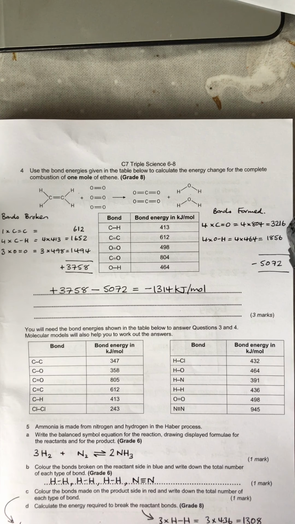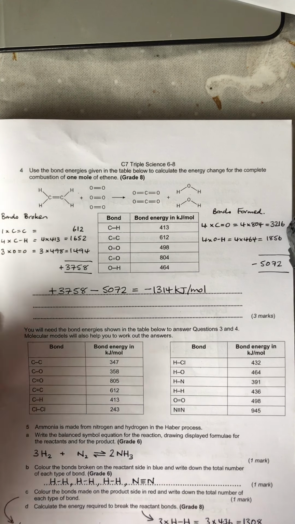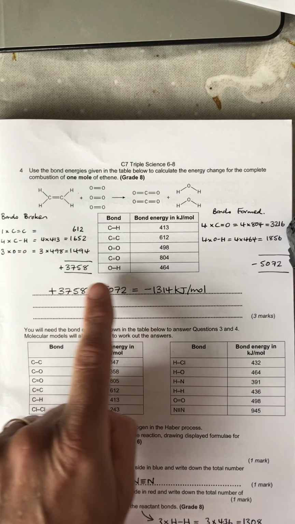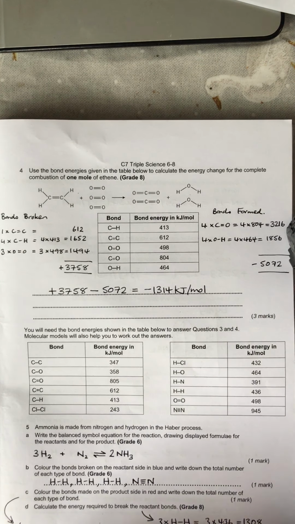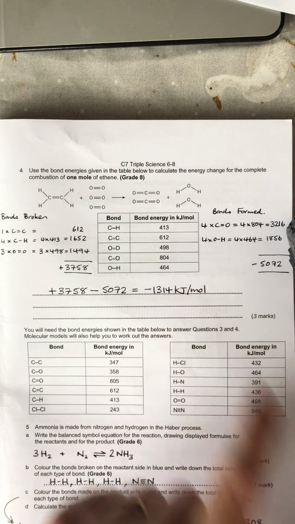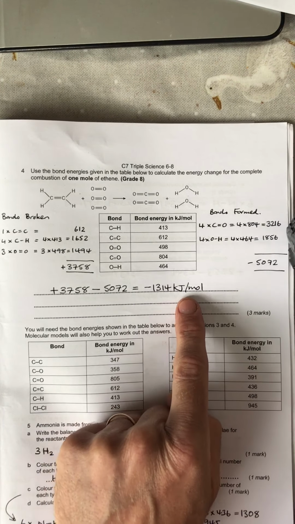Okay, this one we have to produce our own table on each side. So I've used the left-hand side for bonds broken, which gives us a total of 3758, and bonds formed, which is -5072, and the overall energy change is -1314 kilojoules per mole. Remember your units.